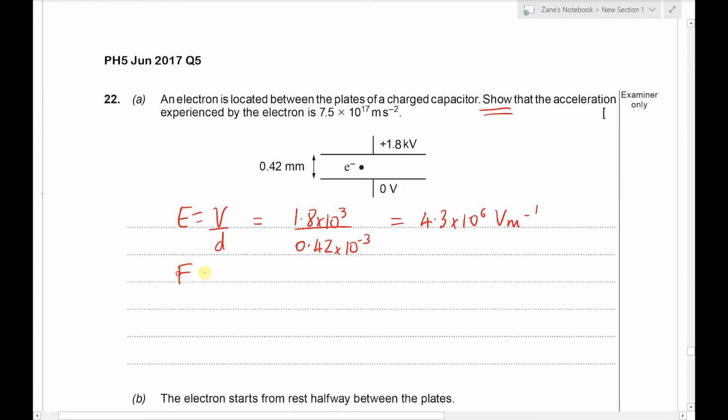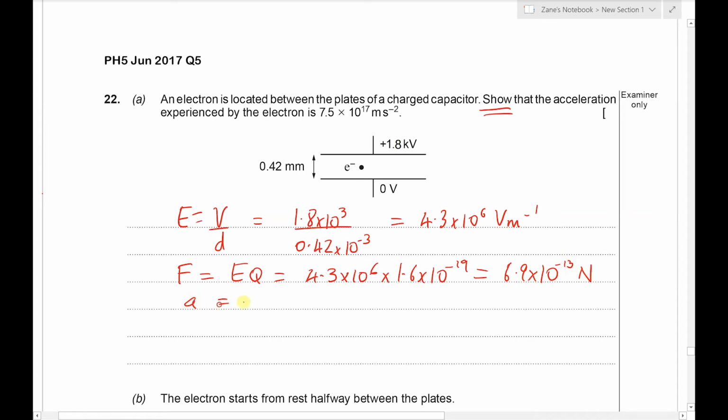Next we can calculate the force on the electron by using the electric field strength multiplied by the charge. So we've got 4.3 times 10 to the 6 times the electron charge of 1.6 times 10 to the minus 19 coulombs. That gives us 6.9 times 10 to the minus 13, and it's a force, so it's newtons.